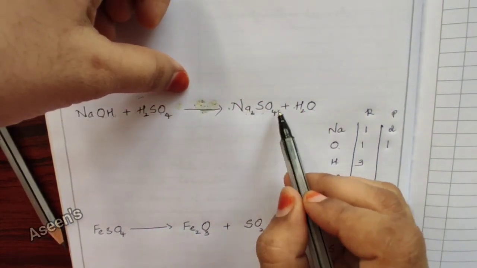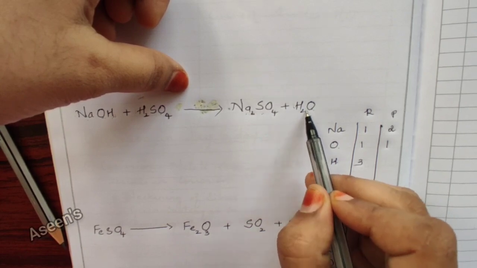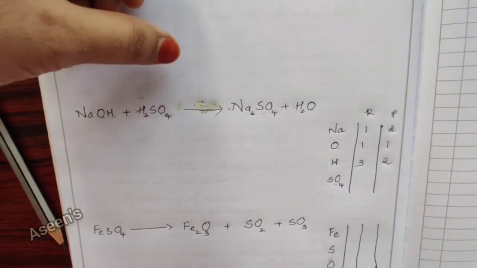On the product side, here no hydrogen. On this side, here no number. So 1, 1 2s are 2.